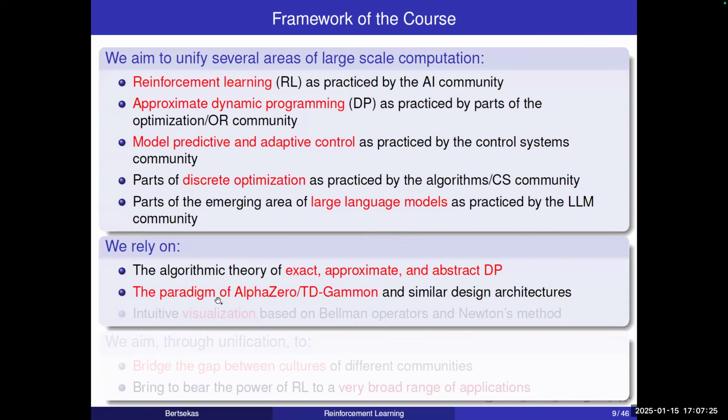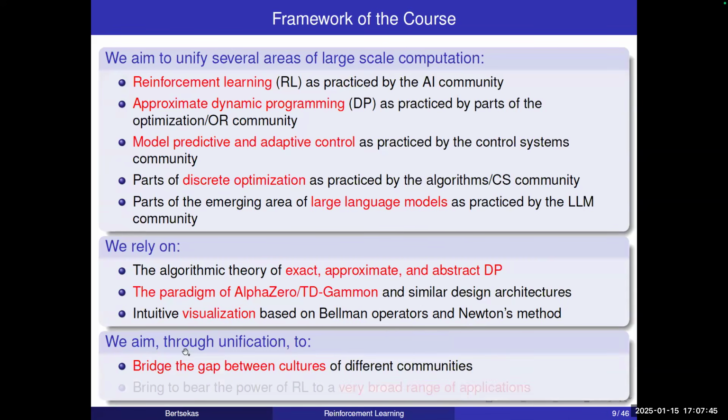Then we're going to always rely on the paradigm of AlphaZero and TD-Gammon and similar design architectures. Everything is going to be patterned after those, but of course in a much more general framework. Then we're going to rely on visualizations and intuition obtained from Bellman operators and Newton's method, as I mentioned. And through this unification, we will aim to bridge the gap between the cultures of different communities. The AI community and decision control community and the optimization community, they have their own cultures and they are very different, particularly artificial intelligence and decision and control. We're going to try to bridge this gap and bring to bear the power of reinforcement learning to a very broad range of applications, and we're going to discuss quite a few applications.